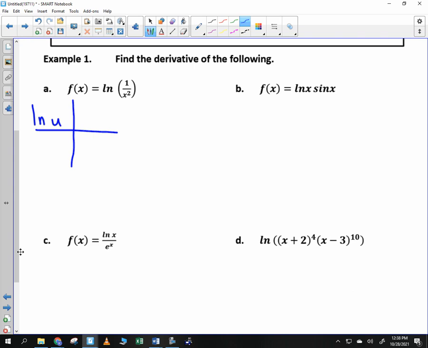1 over x squared. Let's rewrite it in exponent form, power form: x to the negative 2. Thank you, Dr. Bijak. What is the derivative of the natural log of u? 1 over u. Good. 1 over u. See, calculus has all these neat parts. All right. What's the derivative of x to the negative 2?